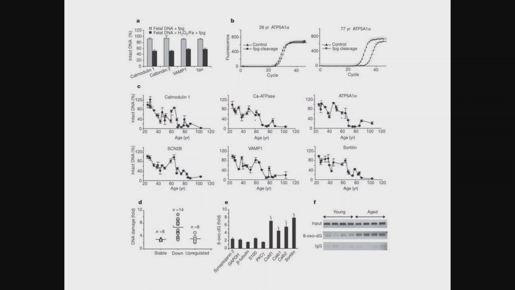Now we have the same DNA with oxidation and without oxidation, just as a proof of concept to see if we can measure how much oxidation we have. And then there is this restriction enzyme, FPG, that recognizes and cuts only the oxidized DNA. It recognizes that something is wrong and cuts this oxidized DNA. So as a proof of concept, they took the fetal DNA, measured how much intact DNA we have, and after oxidation, we have less intact DNA of several genes. So this is our control that the experiment is working.